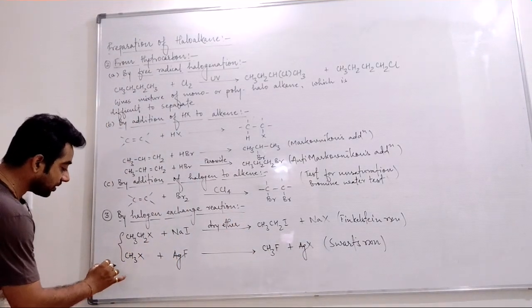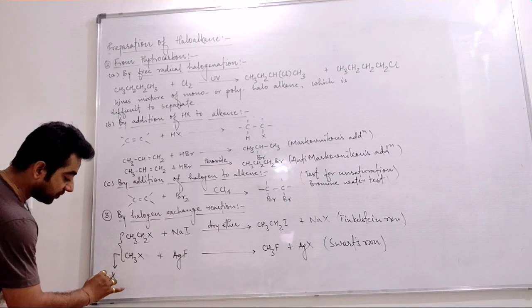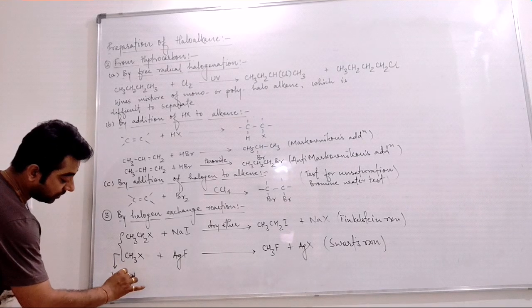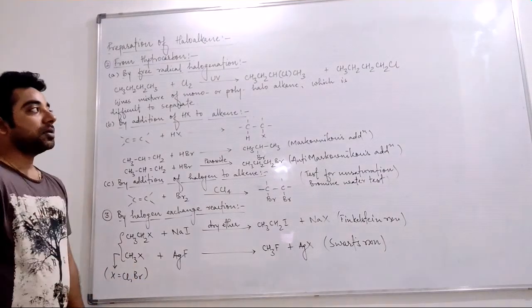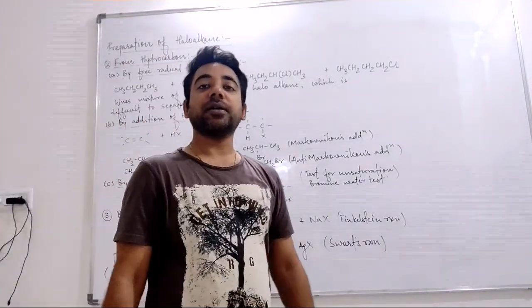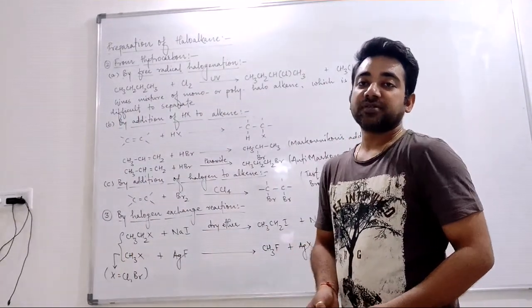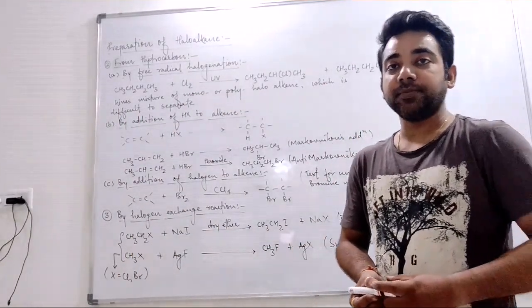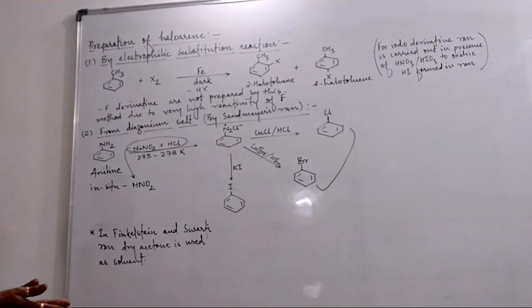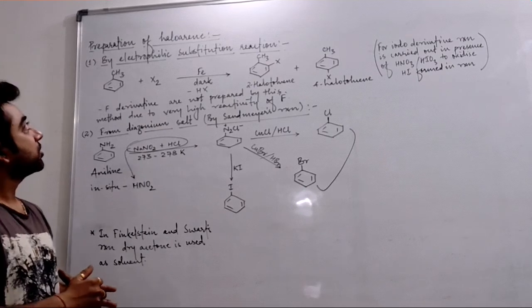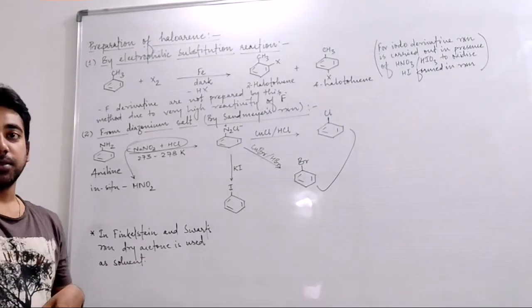Here, in both these compounds, halogen will be either fluorine or bromine. So with this, preparation of haloalkanes is over. Now we will see preparation of haloarene particularly. Now let's see the preparation of haloarene.